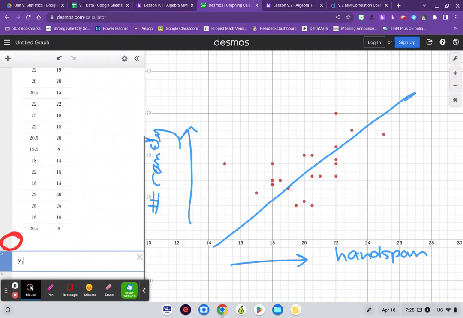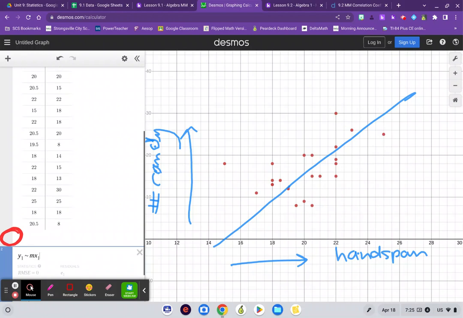We're going to say y1, and if you type in 1 right after y, it'll automatically do a subscript. We don't want to say equals. We want to do that little squiggly equal sign. So you have to hit shift, and then above the tab key or right next to the 1 is that little squiggly symbol. And we want to say m for slope, x1, because we want the x values in my table, and then plus b.